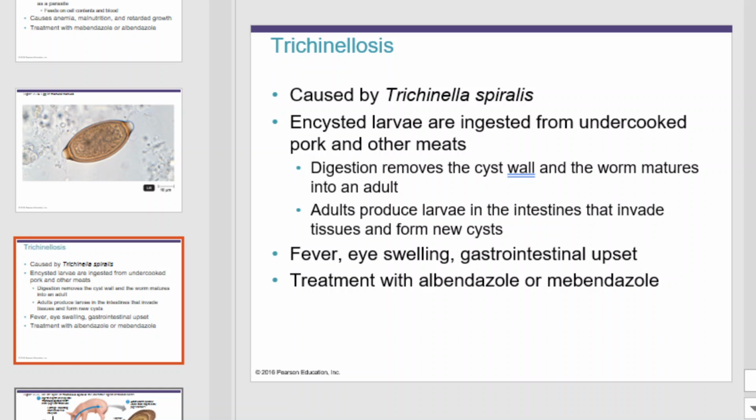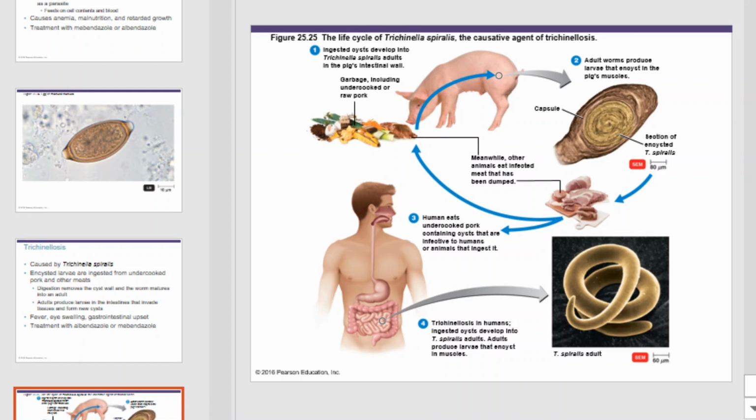Trichinellosis is caused by Trichinella. This is our final disease of the microbial infections of the digestive system. Trichinella has an encysted larva that can be ingested from undercooked pork and other meats. Digestion removes the cyst wall, and the worm matures into the adult. The adult produces larvae in the intestines that invade tissues and form new cysts. Trichinellosis can cause fever, eye swelling, gastrointestinal upset, and again is treated with albendazole and mebendazole. This is the life cycle of Trichinella.